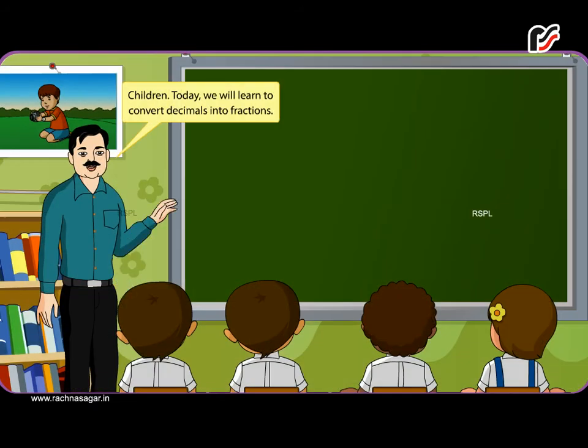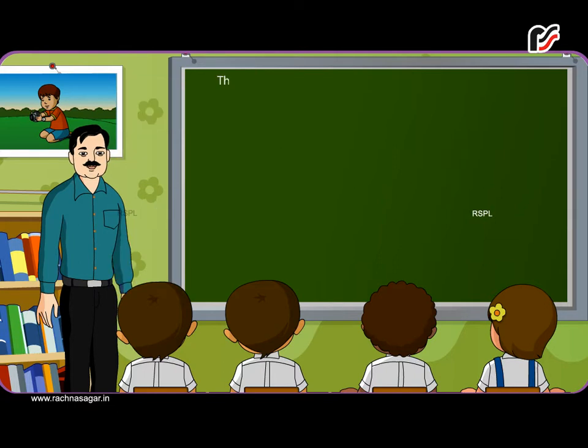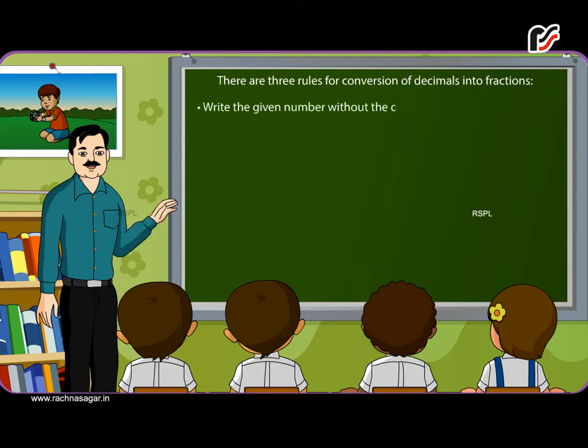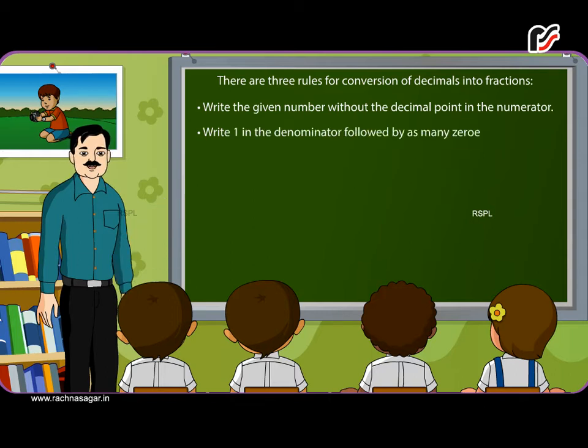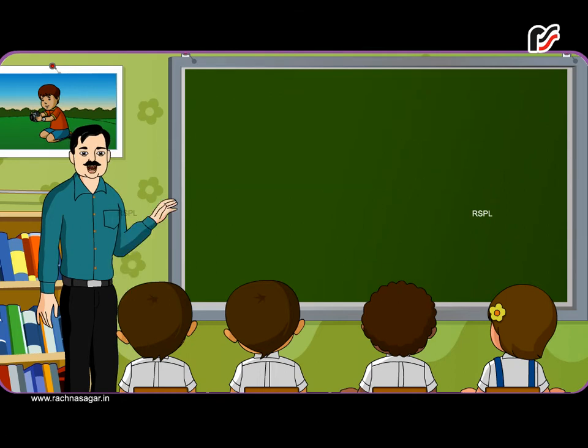Conversion. Children, today we will learn to convert decimals into fractions. There are 3 rules of conversion of decimals into fractions. Write the given number without the decimal point in the numerator. Write 1 in the denominator, followed by as many zeros as the decimal places. Then write the resulting fraction in the lowest form.